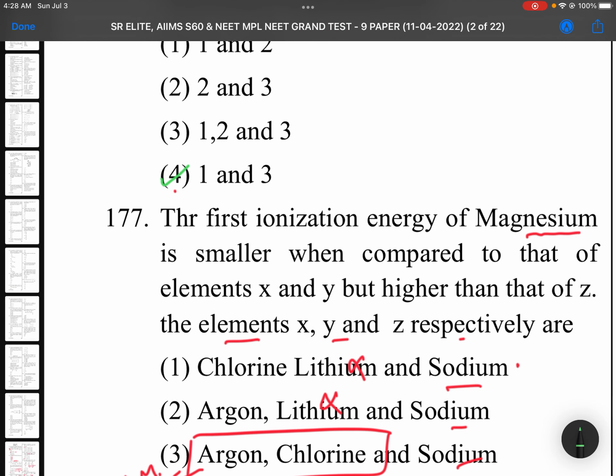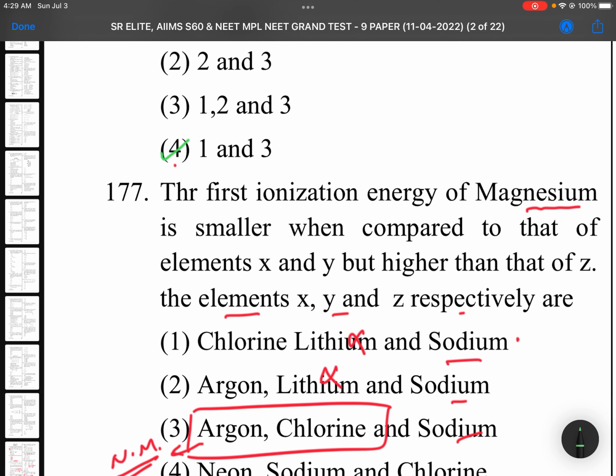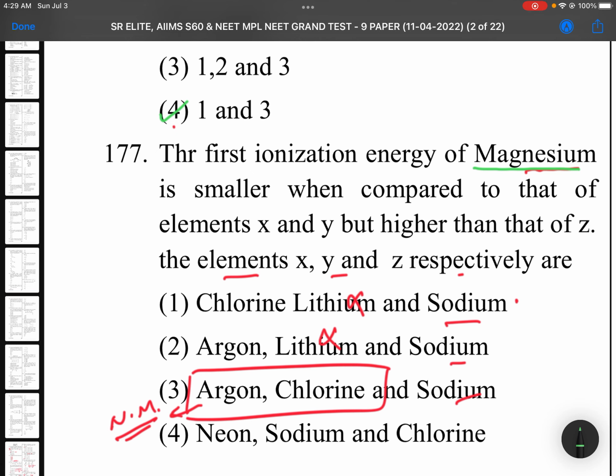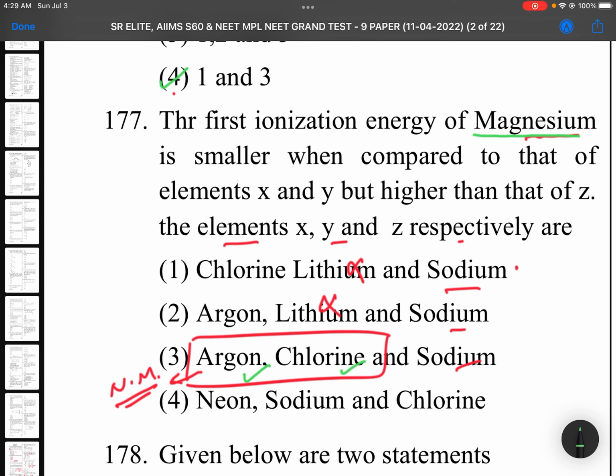The first ionization energy of magnesium is smaller when compared to that of elements X and Y, but higher than that of Z. Then elements X, Y, Z are respectively. See, magnesium's first ionization energy is smaller compared to that of elements X and Y. So X and Y must be argon and chlorine of the given options, because these two are non-metals. Sodium is an alkali metal, so these two are non-metals and the alkali metal is a metal. So magnesium will have a higher ionization potential than sodium, as magnesium has the 3s2 configuration fulfilled.